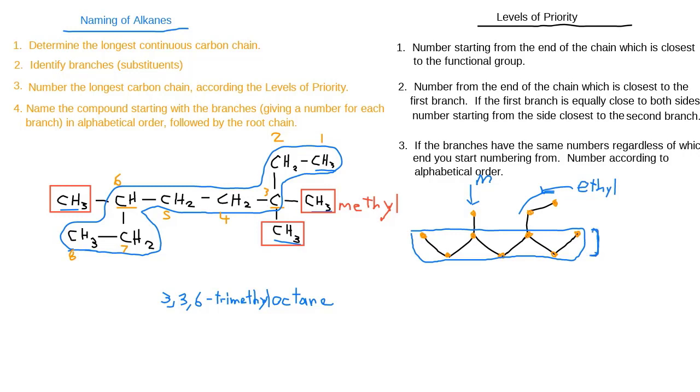Absolutely right. In this case, the second level of priority does not apply here because no matter how you start numbering, if you start from the left or from the right, in either case you're going to end up with the same numbers. It's still going to be 3, 5, or 3, 5. So then you go to the third level of priority, which is alphabetical order. And since E comes before M, this is going to be 1, 2, 3, 4, 5, 6, and 7.